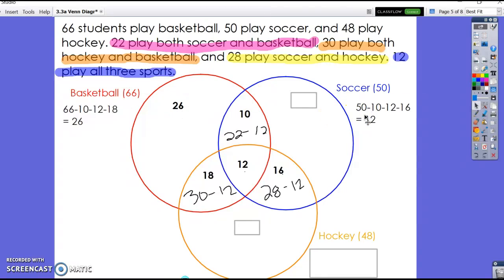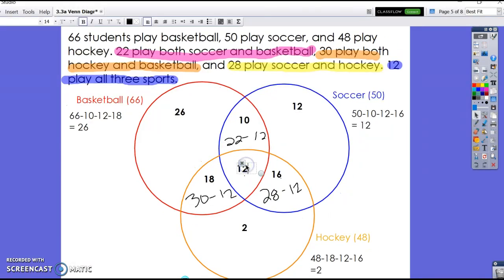For soccer, well, we have a total of 50, minus 10, minus 12, minus 16, leaves us with a total of 12 who play only soccer. Last but not least, for hockey, same thing, we have that total of 48, we subtract those three numbers that overlap, and we are left with 2 that play only hockey. So this is how we fill out our Venn diagram. We start in the very, very middle, and then we use subtraction to work our way out.